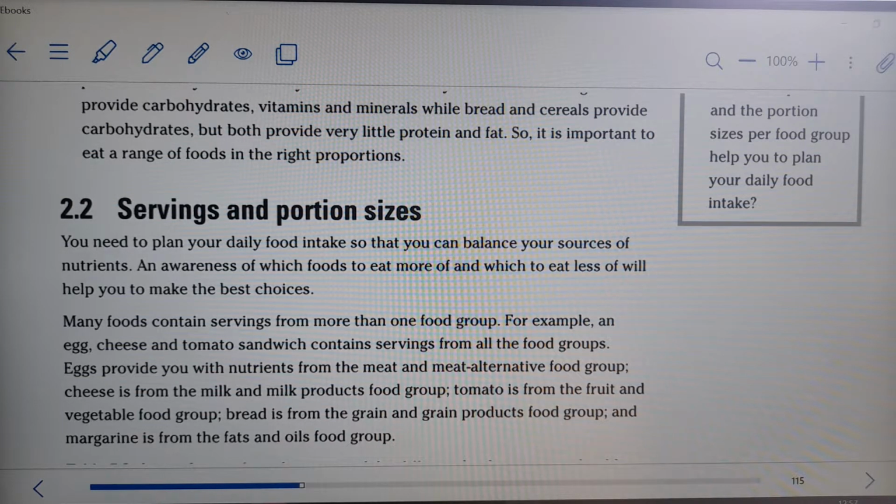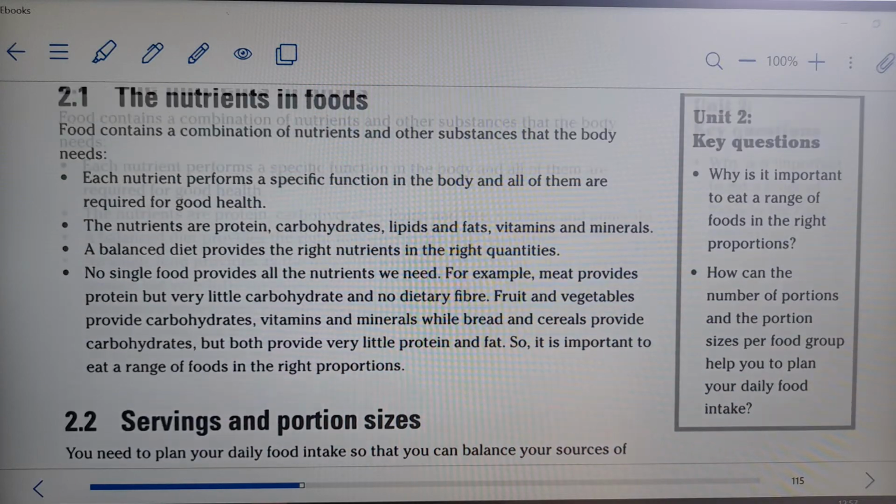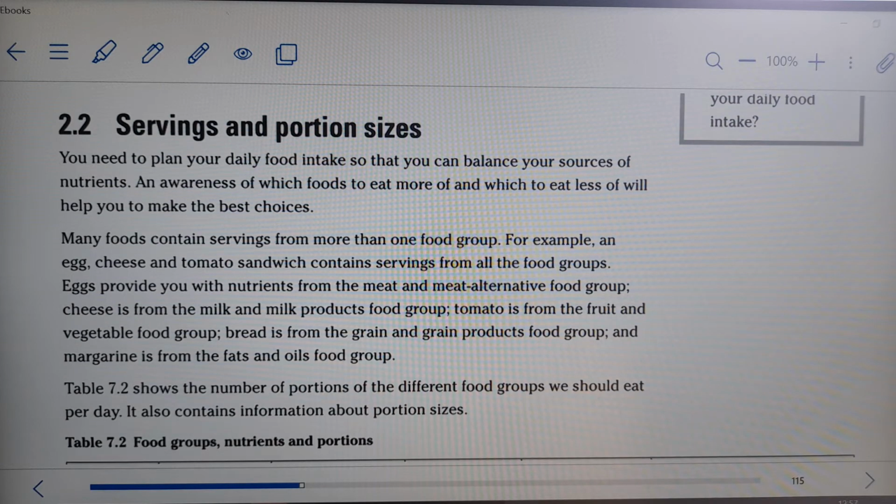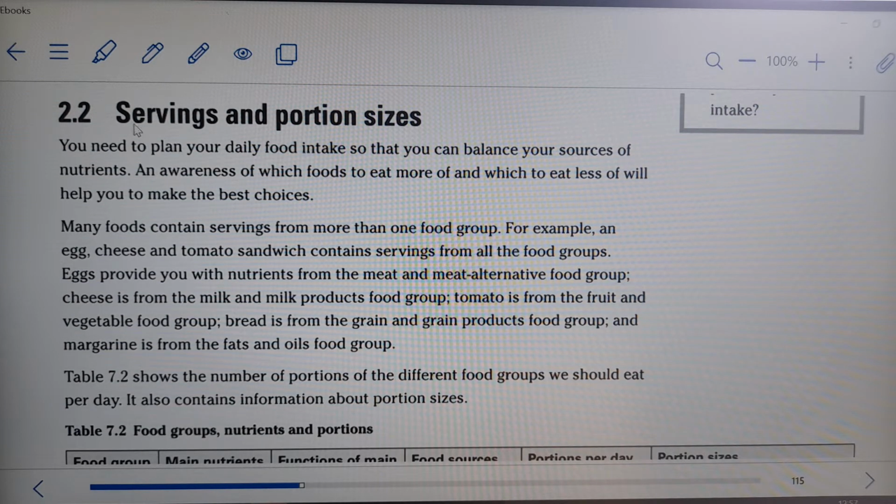Okay, so let's look at 2.2 to see our right proportions. So where are we going to get the right proportion? From our servings and portion sizes. You need to plan your daily food intake so that you can balance your sources of nutrients, and awareness of which foods to eat more and which to eat less of will help you to make the best choices. Many foods contain servings from more than one food group.